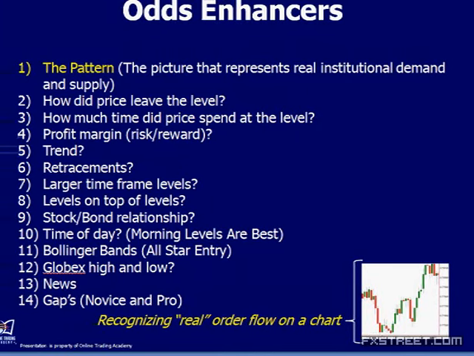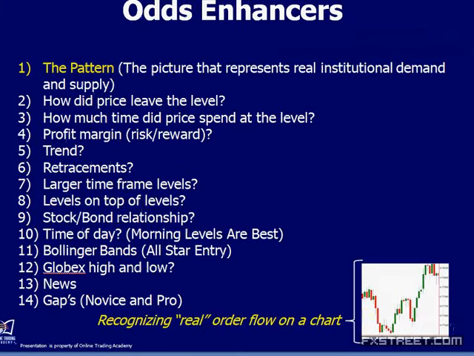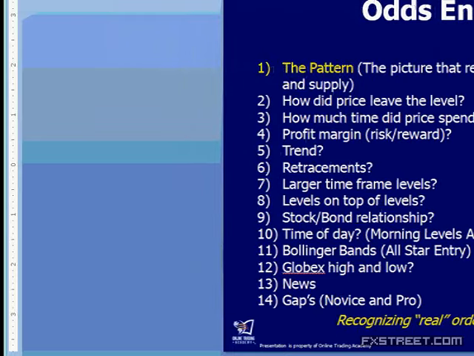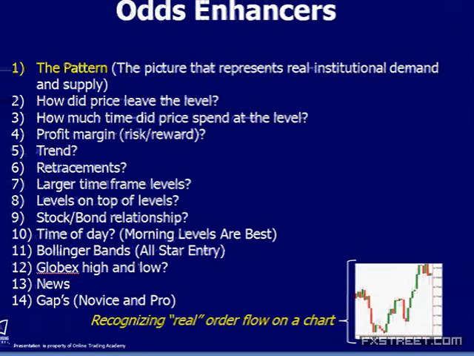Ali, great question there. Says, I'm profitable with the techniques, but I only win 4 out of 10 times. Am I okay? Well, if you're making money, I guess you're okay. But if you're only right 4 out of 10 times, that means you absolutely need to work on identifying your levels. And not a bad thing. Look, you're making money, you're profitable, and there's room for improvement. That's a great situation to be in. But if you really understand the odds enhancers, you absolutely should be better than 4 out of 10.